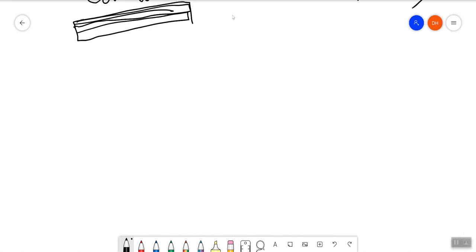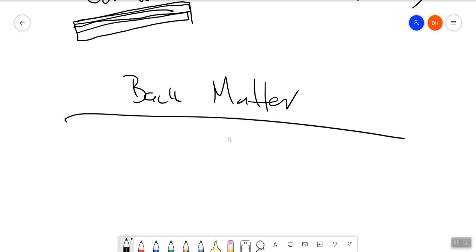Now after that, it's what's called the back matter. We have the front matter. Remember the title and your affiliations and stuff. The back matter typically is this.